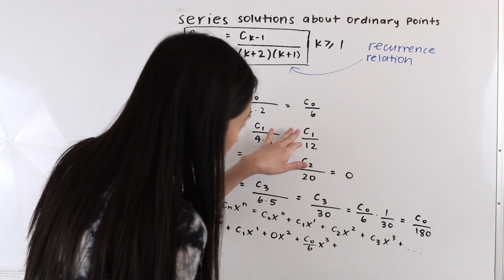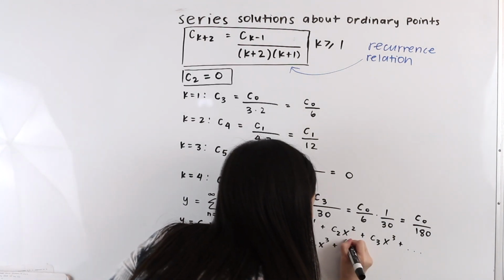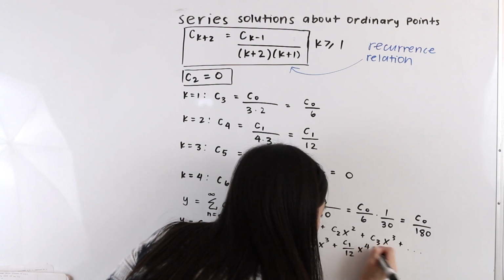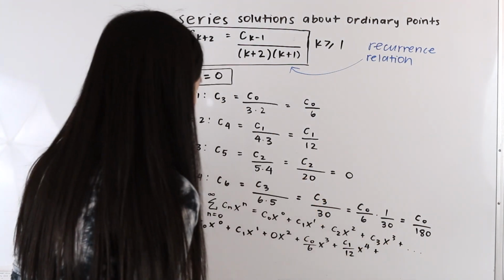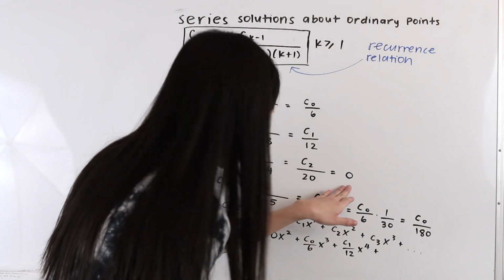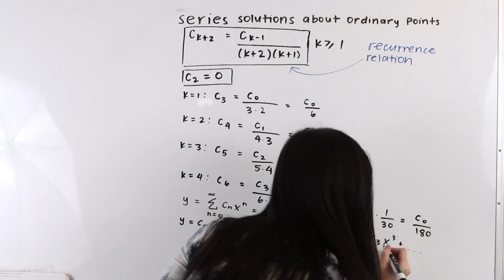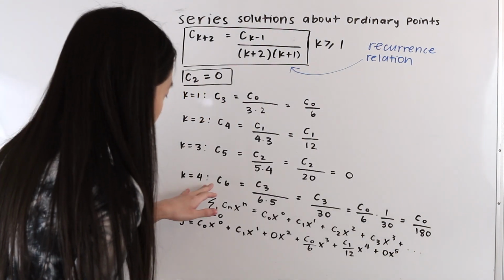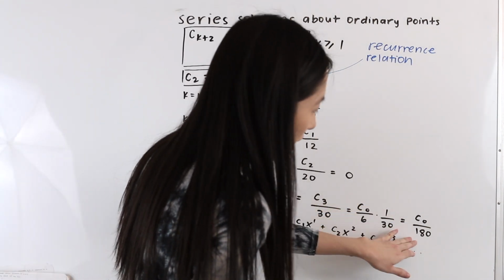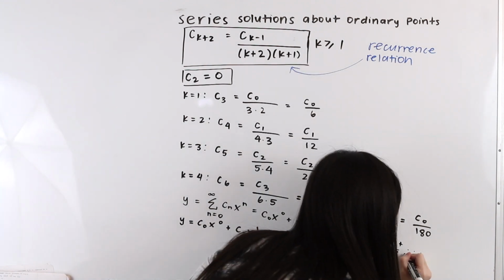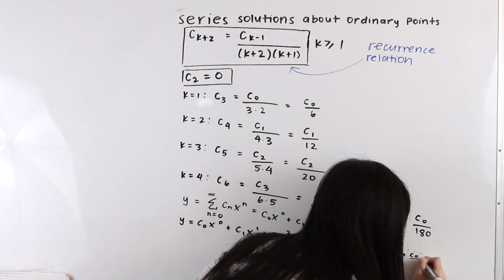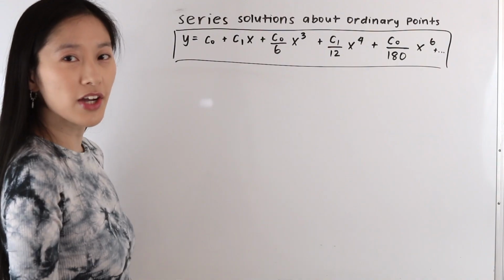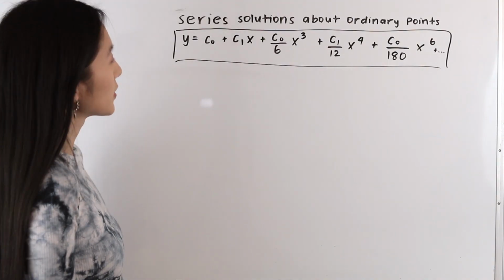And then plus c4. So c4 is equal to c1 over 12 x to the fourth. And then for c5, we have c5 equal to 0. So we have 0 x to the fifth. And then for c6, we have c naught over 180. So we have c naught over 180 x to the sixth. So now let's go ahead and plug in our two cases to get our two series solutions.